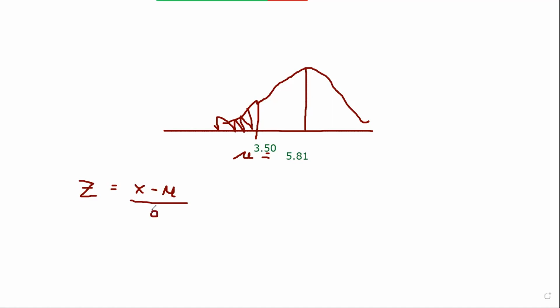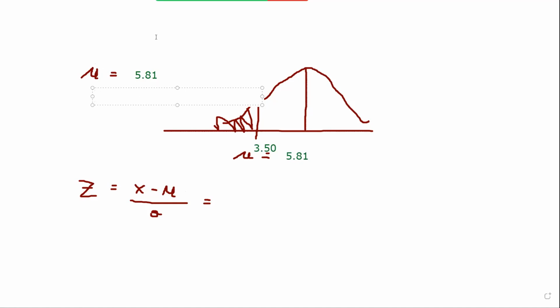Okay, so we have that. What is my x? The mean. No. Mu is the mean. So in this case, mu is always the number in the middle. Mu is, in this case, $5.81. Okay. X is whatever I'm trying to find the probability for. So X here would be what? 0.81.